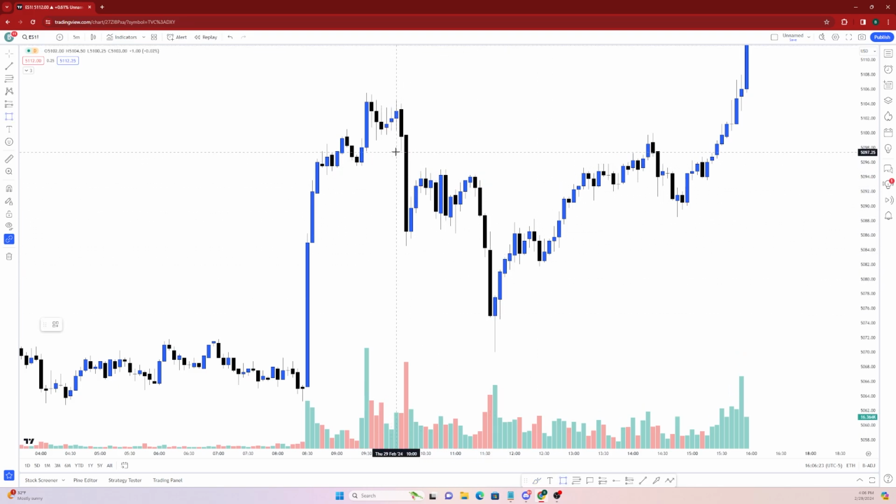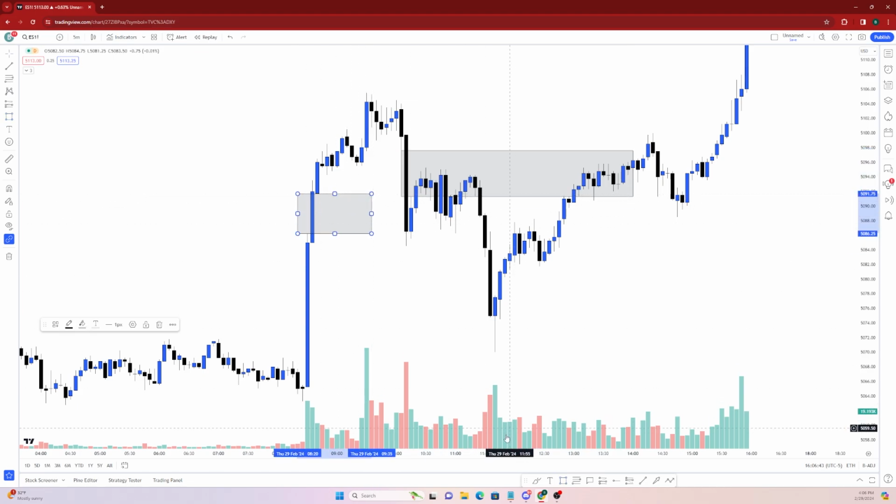So in this scenario, to draw your fair value gap, you're going to take the low of that first candle, connect it to the high of that third candle, and then you're going to project it forward. So again, here is a bullish fair value gap. Here is a bearish fair value gap. Here is another bearish fair value gap.